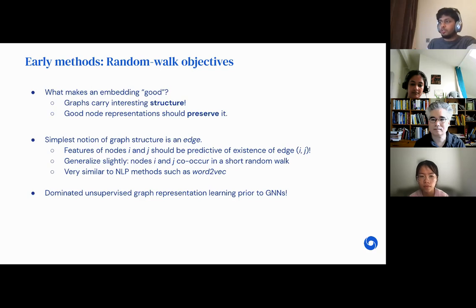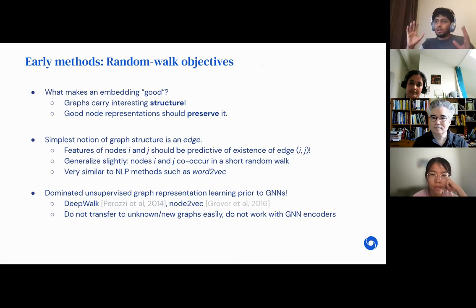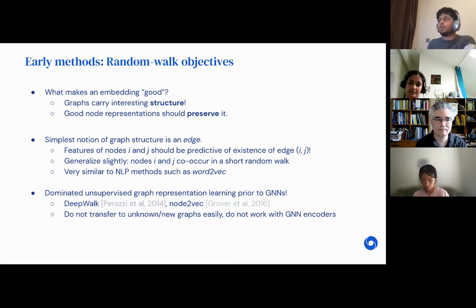These methods dominated unsupervised graph representation learning before GNNs were very popular. So these are some of the methods which were very powerful. But one of the drawbacks is that they don't easily transfer to unknown or new graphs. So you can't train on one graph and get a function that can compute representations for an entirely new graph. They also don't work well with GNN encoders, in the sense that the inductive biases that these GNN architectures try to add to the representations are very similar to the kind of information about the structure that these methods are trying to instill. So they're not orthogonal things, where it's just 1 + 1 = 2. You don't get much better performance if you use GNN encoders.